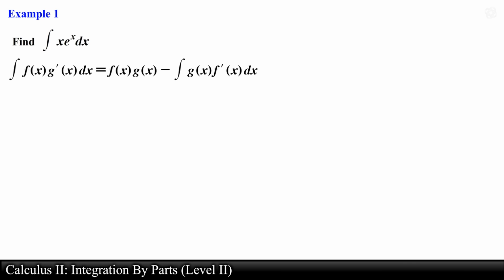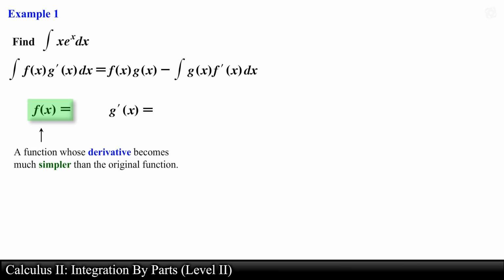Remember, the first step is to make a choice and determine which of the two functions will f of x equal and which one will g prime of x equal. This is a critical step when applying the integration by parts formula. Keep in mind that you want your f of x function to be a function whose derivative, f prime of x, becomes much simpler than the original f of x function. In the same manner, you want your g prime of x function to be relatively easy to integrate.